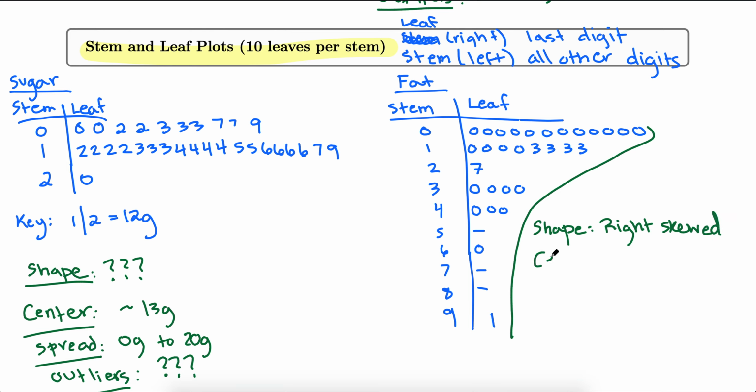Center, again, just eyeball. We'll talk about this more formally later. If you eyeball it, I don't know, 2.7-ish, 1.3-ish, 3-ish, somewhere in there, kind of looks like the middle. Again, we should all have different answers. That's totally fine. Spread, we can glean the spread of the data, 0.0 up to 9.1.